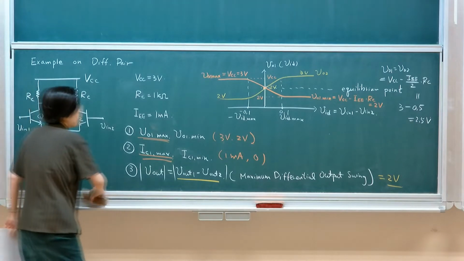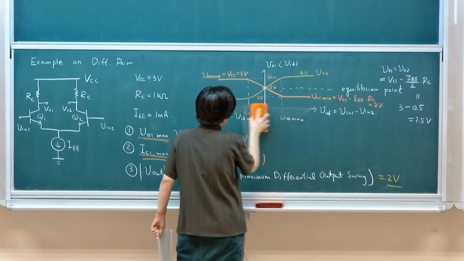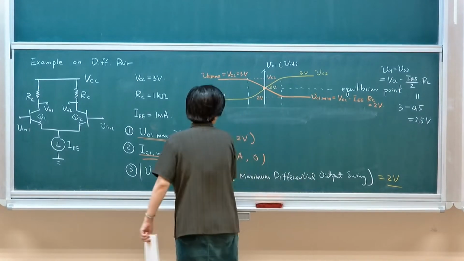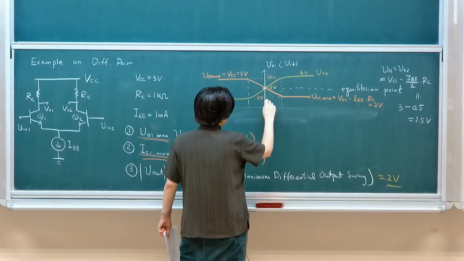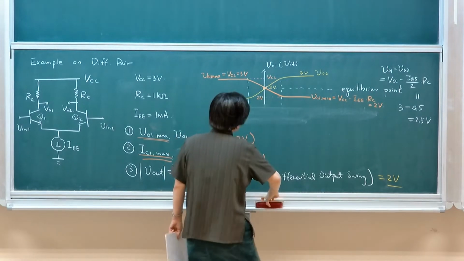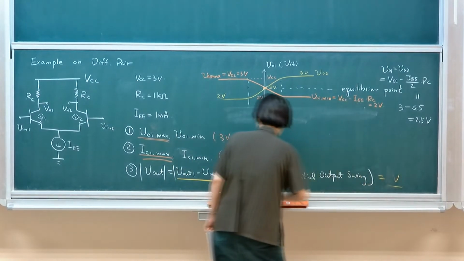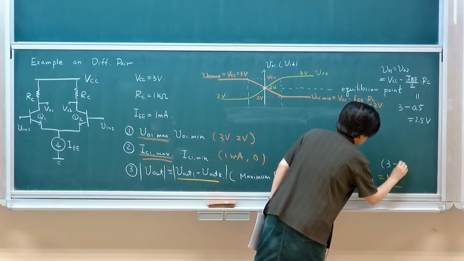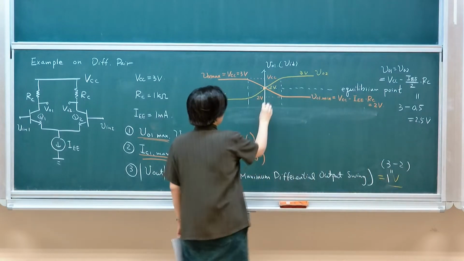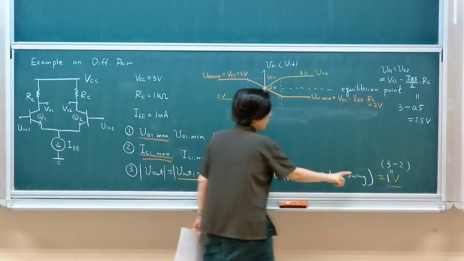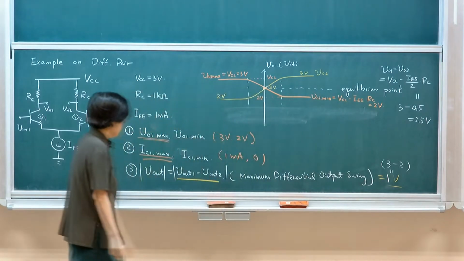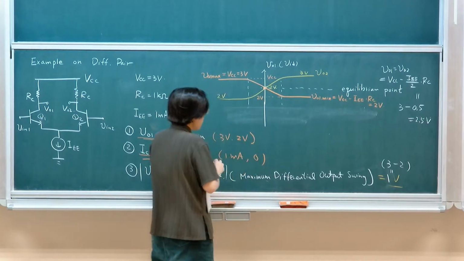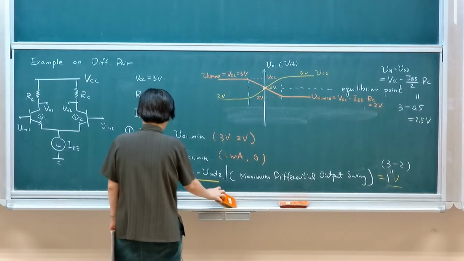Let me make some minimum. I want to make it in scale so that it doesn't look that weird. So this is 2 volt, 1. I'm sorry. The difference between the two is 1 volt. That's 3 minus 2. Sorry. So your maximum swing is 1 volt. Maximum difference output.